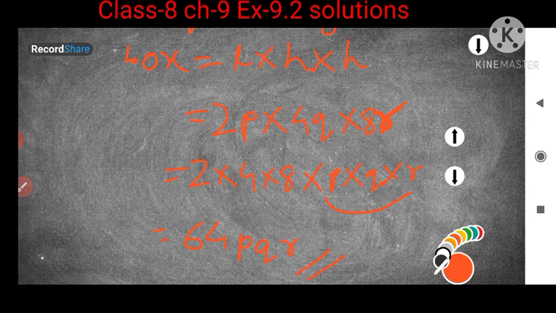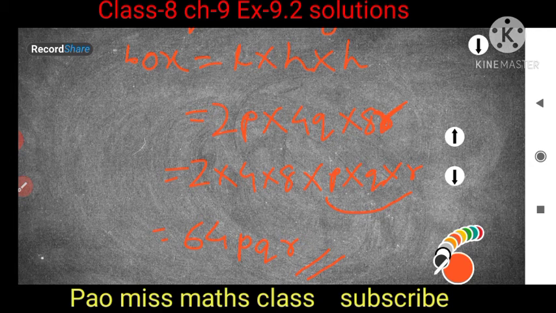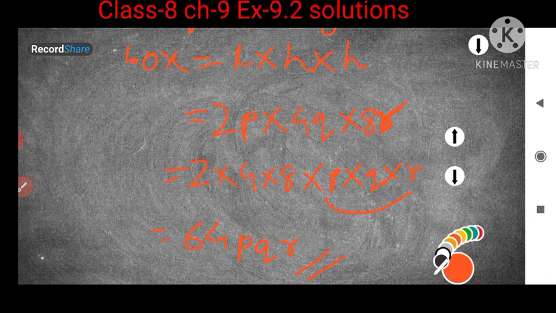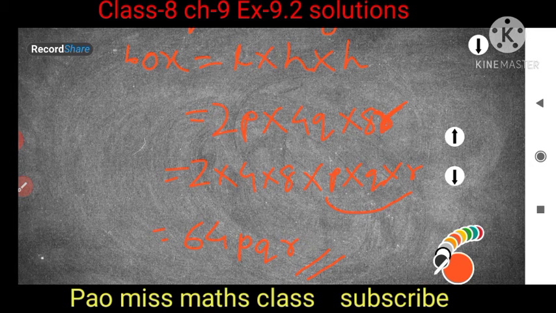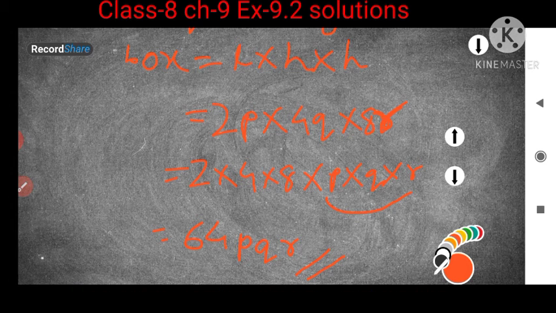Okay, it will remain pqr. If they are the same variable, the same alphabet, suppose pp, then only we can write p to the power 2. If it is qq, then we can write q to the power 2. If it is rr, then we can write r to the power 2. But here all are different, so it will remain the same, pqr.